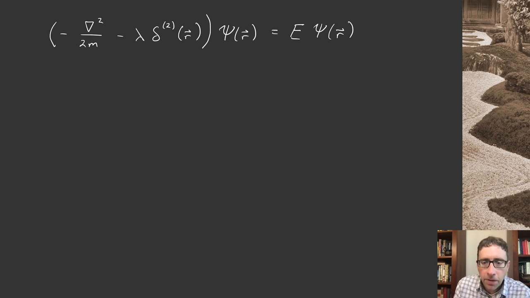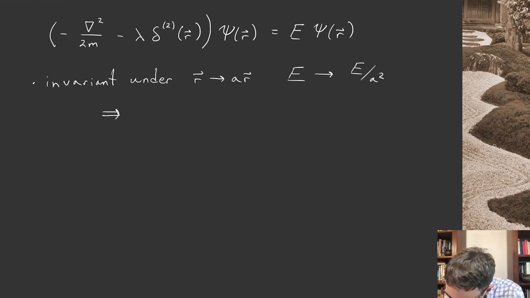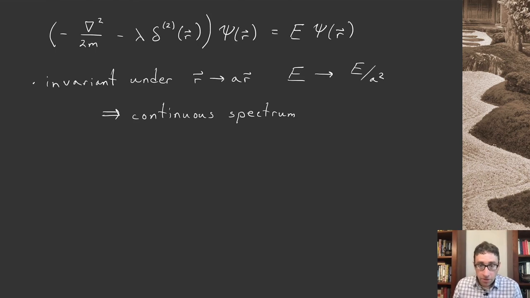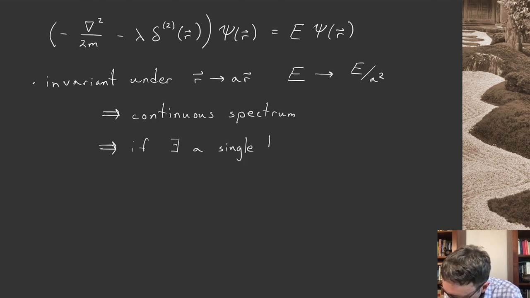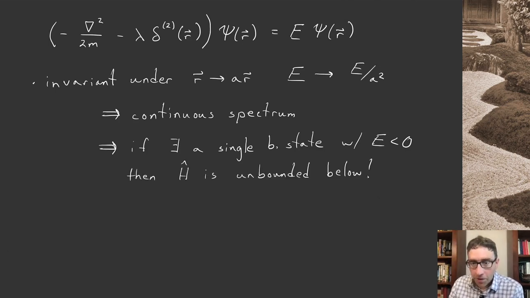Now, a curious thing about this particular Schrodinger problem is that it's invariant under scaling, at least naively. So it's invariant under rescaling the position by a constant a, and at the same time rescaling the energy by 1 over a squared. So what does this mean? Well, from a quantum mechanics point of view, it's a little bit sick. There's going to be a continuous spectrum. If we have some energy state, we have all other possible energy states related by rescaling by this positive number a squared. In fact, if there exists a single bound state with negative energy, we're in trouble, because then the Hamiltonian's unbounded below. There's a continuum, and the energy can run off to minus infinity. So that's something that we need to be a little careful about moving forward.